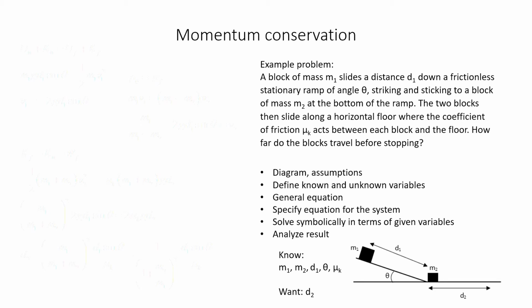Our known variables are the two masses m1 and m2, the distance m1 slides along the ramp d1, the angle of the ramp theta, and mu k, the coefficient of friction between the two masses and the floor when they slide along the distance d2. The distance d2 is what we're solving for.